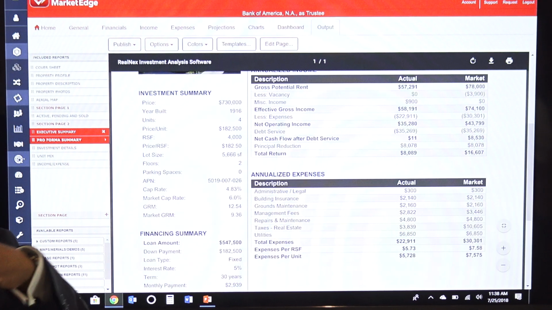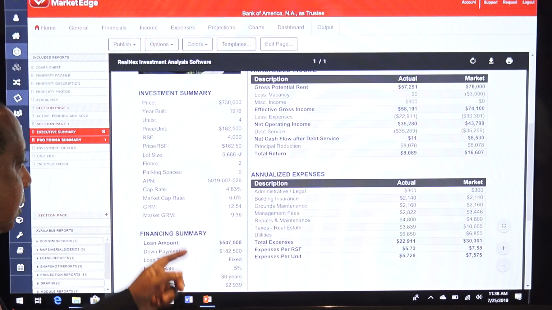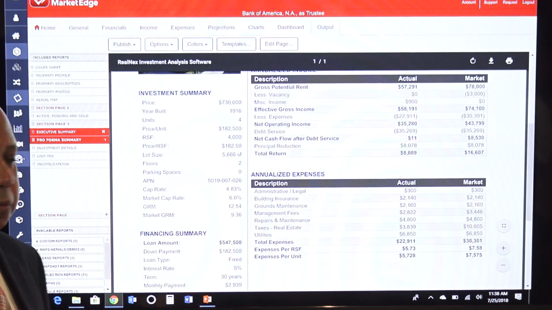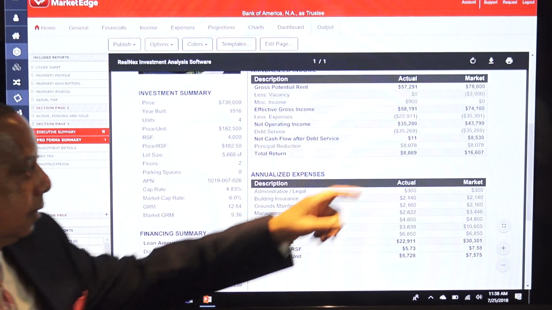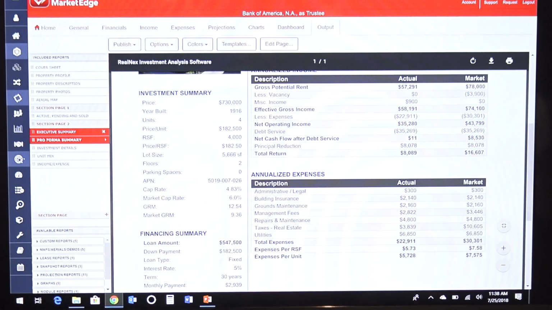Lower the price, or more down payment. Absolutely. You guys are sharp. So therefore, look at the market cap rate: 6% versus the 4.83. Why is that? Potential rent increase. Potential rental increase.